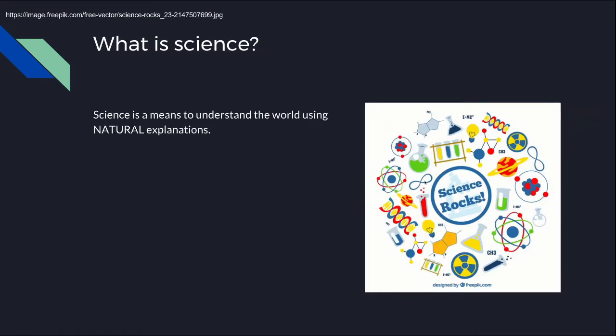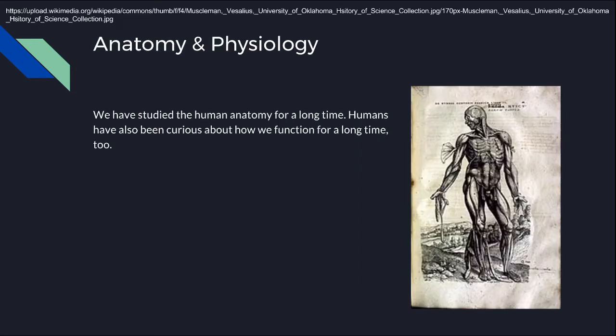Science, for the sake of saying it, what we're going to try and do is understand the world using a natural phenomenon or a natural explanation. We don't use deities, we don't use magic. We use things that we can actually test and verify and redo over and over and over again. We don't like one-time flukes. Anatomy and physiology has been one of those things that we've actually been studying through science for a very long time. And we've tried to explain how we think things work because we can never really see it. So we've been trying for a while on this.